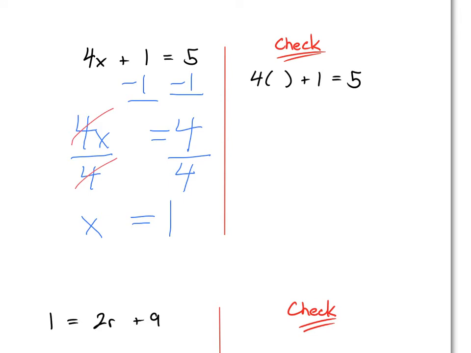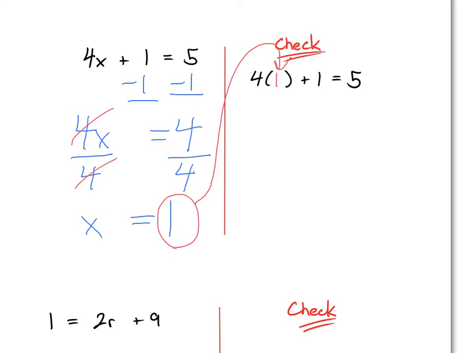Nice job. All right, well, before we say nice job, we got to make sure that this is a nice job. We got to make sure that 1 is, in fact, the solution by plugging it into our original equation. Now notice what we have here. It's 4 parentheses plus 1 is equal to 5. The variable has been removed, and here we go. Instead of x, we think the solution is 1.